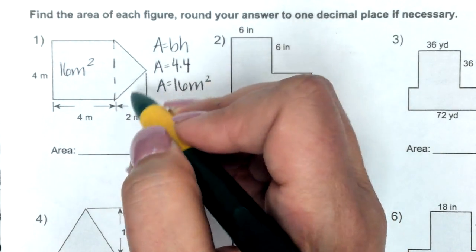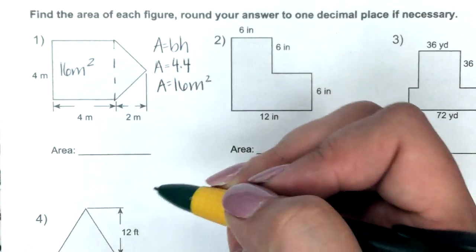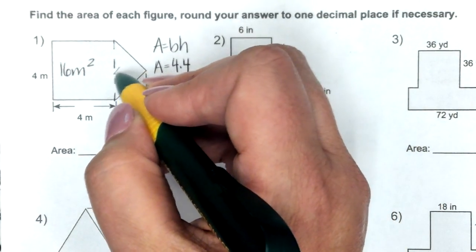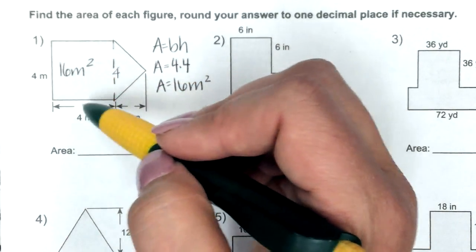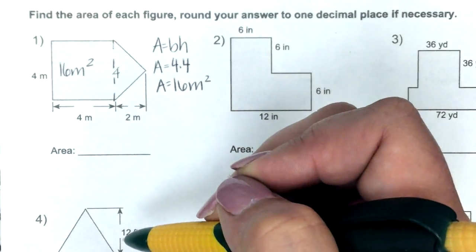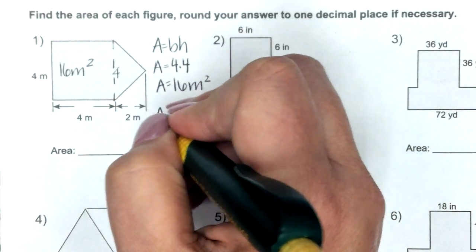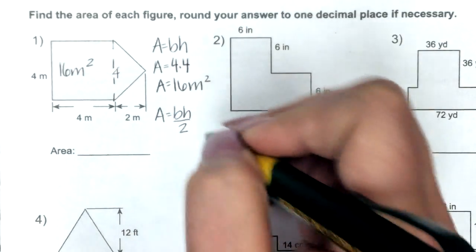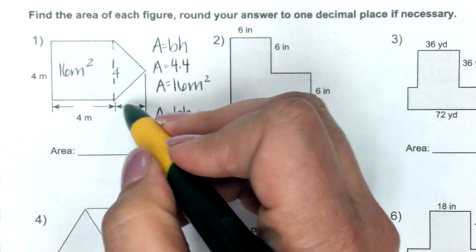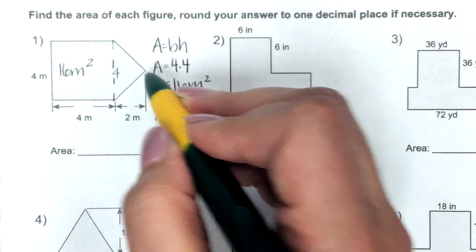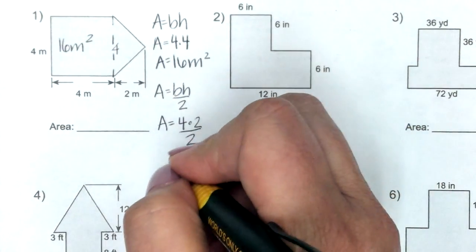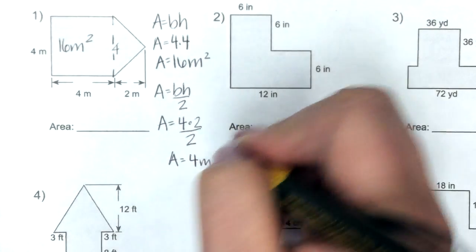But I still have my triangle. Is there a base labeled on here? It's not labeled, but what is it? 4. And we know it's 4 because the rule of a square or a rectangle is that it has matching sides. So if this is 4 meters, then this has to be 4 meters as well. All right? So area equals base times height divided by 2. We said the base was 4. What's my height? 2, because the height's measured out here. It's the same distance in here. So what is 4 times 2? 8. Divided by 2? 4. So that is 4 meters squared.